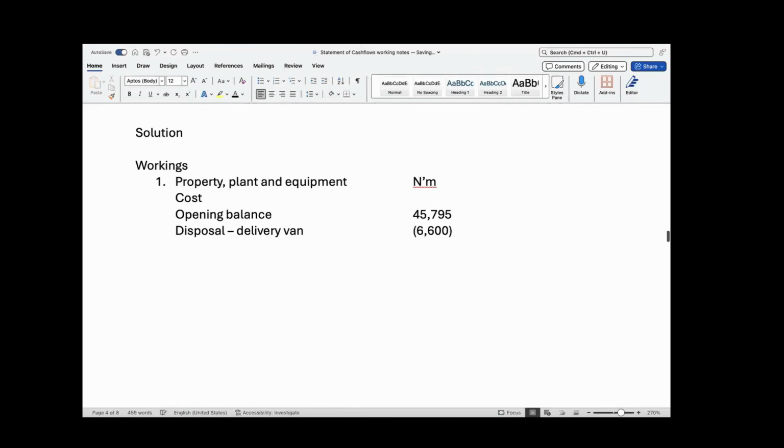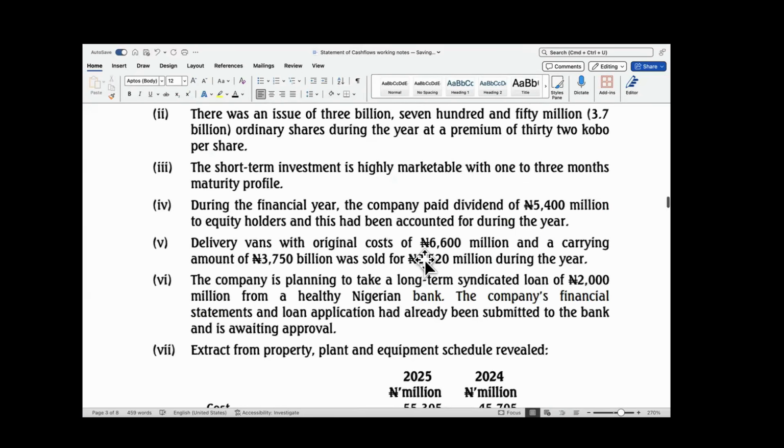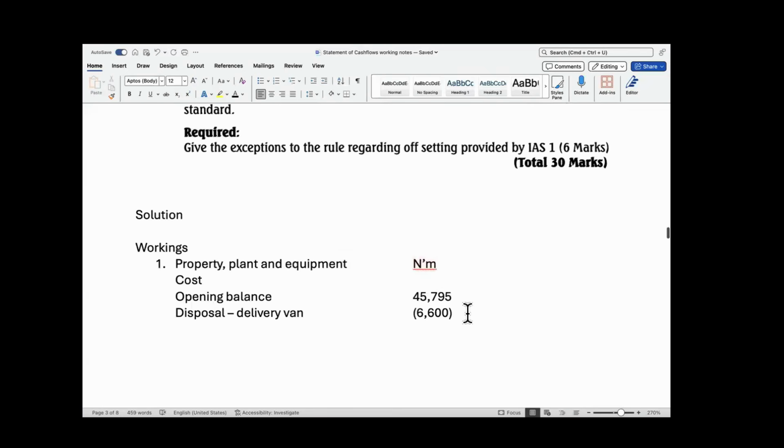If you mistakenly go and remove 2520, you are wrong, because there's a difference between the cost of the asset disposed and this 2520, which is the amount or the money received from that disposal. Actually, that's what we show in the statement of cash flows. But let's look at the movement and identify whatever is balanced.